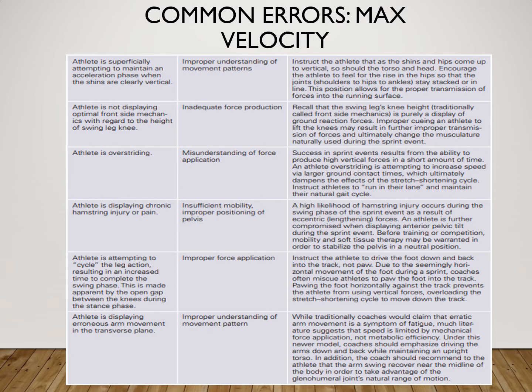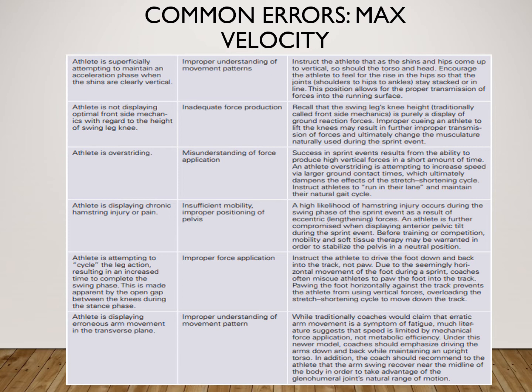When we look at some of the common errors that we see when people are trying to achieve maximal velocity, we can see there are issues around trying to stay in the acceleration phase too long. So even though they're getting into a position where the shins are vertical in comparison to the floor, they're trying to maintain an acceleration position for too long, and that's not going to enable maximal velocity to be developed.